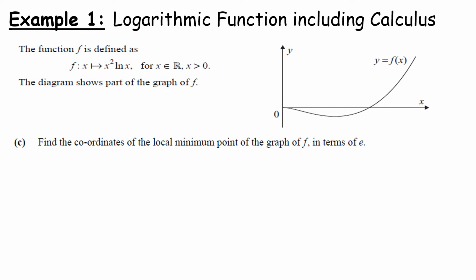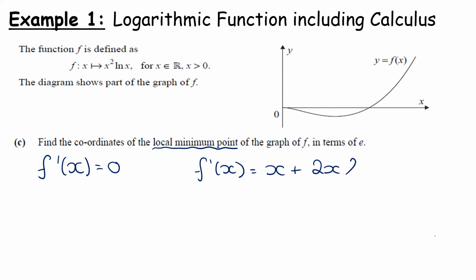So part C, which is utilising part B, asks us to find the coordinates of the local minimum point of the graph of f in terms of e. So how we get the local min or the local max turning points, we're going to let f dash of x, the first derivative, equal to 0. So remember that our f dash of x from part B was x plus 2x natural log of x, which means we're trying to solve x plus 2x natural log of x equal to 0.